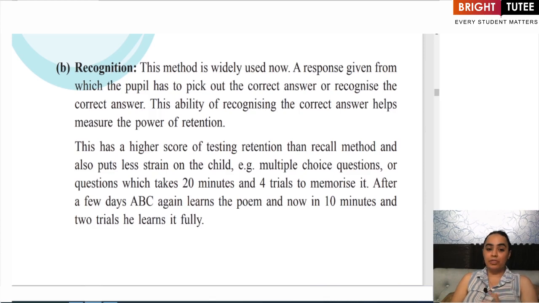So this method is obviously widely used by teachers and instructors to measure how much a child has been able to retain in their mind what they have learned.